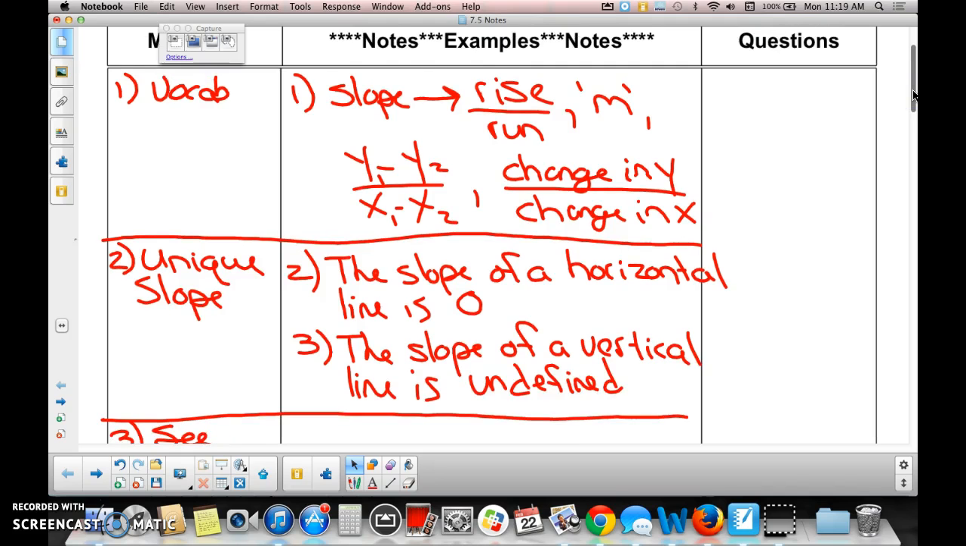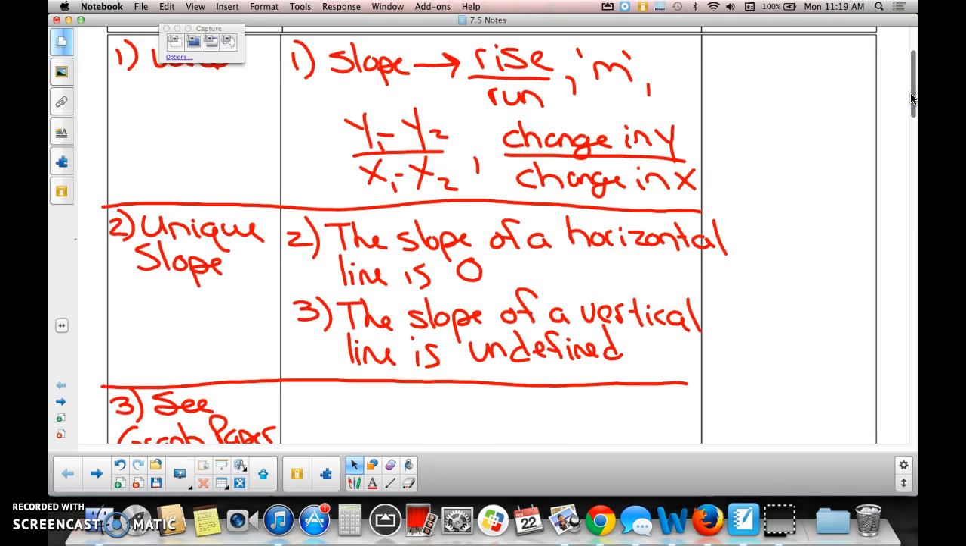Matthew, the slope of a horizontal line is going to be what? 0. And the slope of a perpendicular line, Jack, is what? You mean vertical line? Sorry, of a vertical line is what, Jack? Undefined. Is undefined. Thank you.